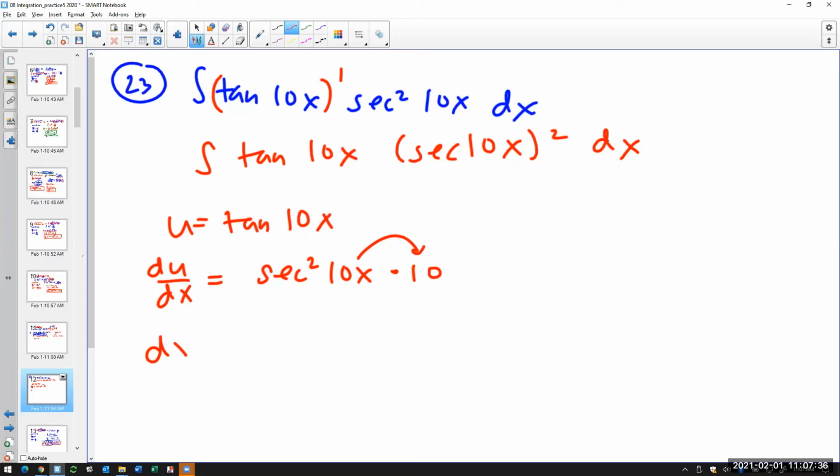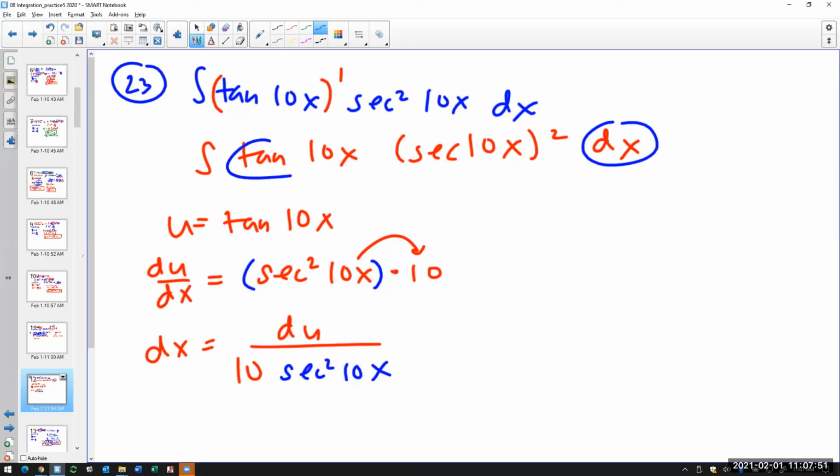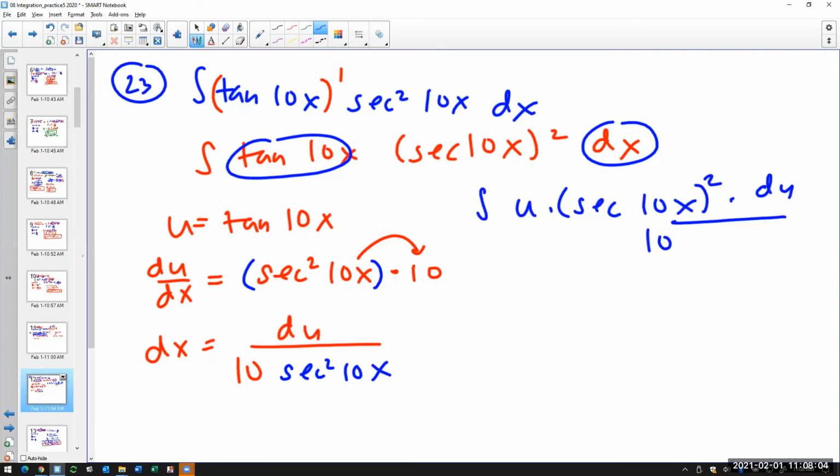And so then the dx is equal to du over 10. You can't multiply the 10 with the 10x because of families. You know how that is. Okay, so this will be 10 times secant squared 10x. That's what your dx is. You're going to substitute two things: your dx and your tangent. So this becomes u times secant 10x quantity squared times du divided by 10 secant squared 10x.